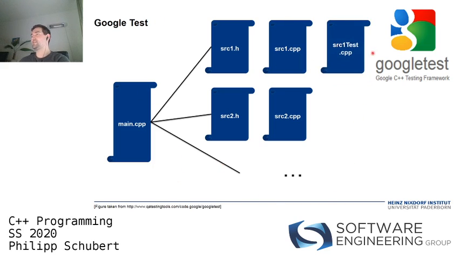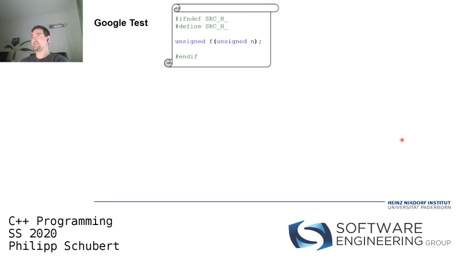The idea of Google Test is that for each implementation file, for each source implementation, you have an additional test source, which usually has the same name as the implementation file, and at the end you give it a suffix test, such that you can immediately see that it's a file which contains unit tests. It's also a .cpp file, which means this will also be compiled. For each implementation file, you have a separate test file. That's the general idea.